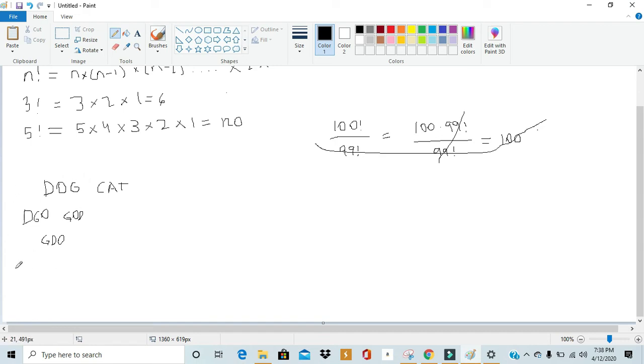Now, speaking of this permutation problem, what would be the answer to a problem like this? Now, with these kinds of permutation problems, honestly, the best way to attack this is just using logic.